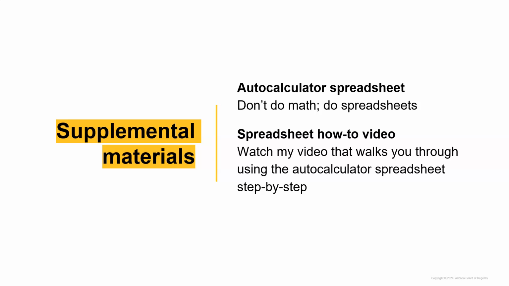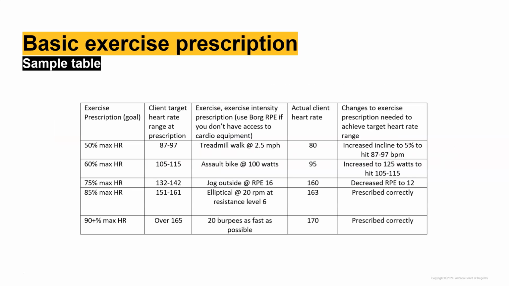You will also use the spreadsheet to help you complete the exercise prescription component of the lab. In addition to the blank template in the lab, I have provided you with a sample exercise prescription. Watch the video on how to use the spreadsheet for more information on how to calculate target heart rate range. When writing the prescription, use different exercises or equipment for each prescription goal. Only use what you or your client have access to. Be as specific as possible with your prescription.